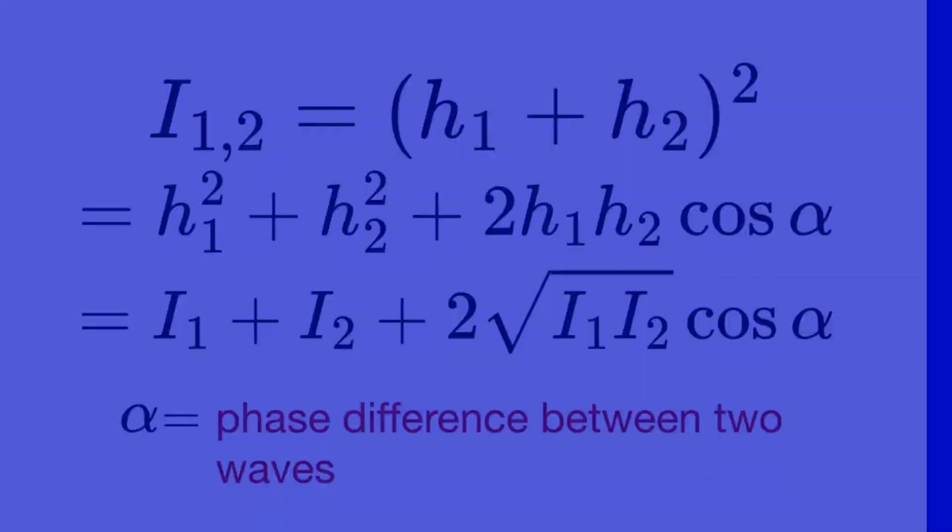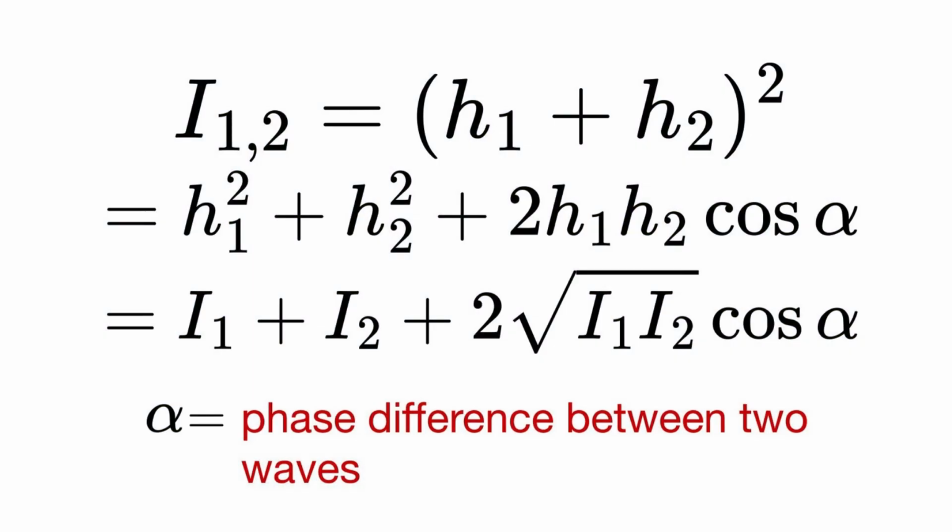Now, if we expand, I12 equals (H1 plus H2) squared equals H1 squared plus H2 squared plus 2 H1 H2 cos alpha. So I12 equals I1 plus I2 plus 2 root(I1 I2) cos alpha. The last term is the interference term, and alpha is the phase difference between the 2 waves.